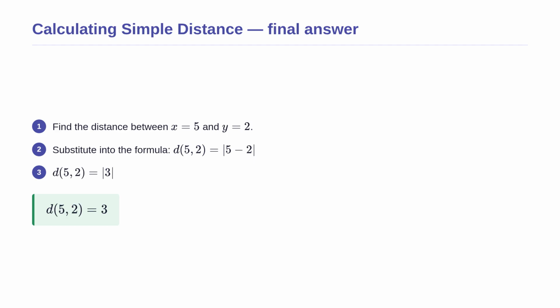Before we move on, let us see this with a concrete example. We are given 2 points, x equals 5 and y equals 2, and we are asked to find the distance between them. We choose our absolute value formula because it perfectly handles the gap between any two coordinates. We substitute 5 and 2 into the formula, giving us the absolute value of 5 minus 2. 5 minus 2 is 3, and the absolute value of positive 3 is simply 3. Physically, this means there are exactly 3 units of space separating these 2 points on our ruler.